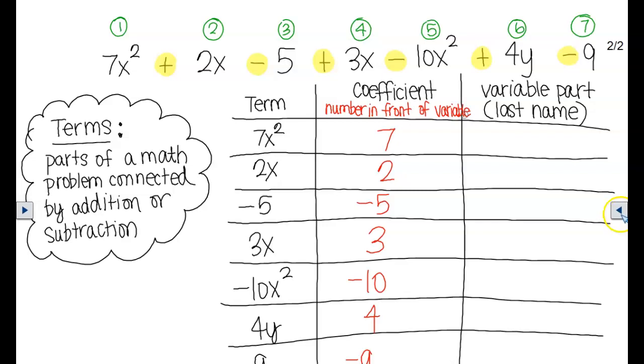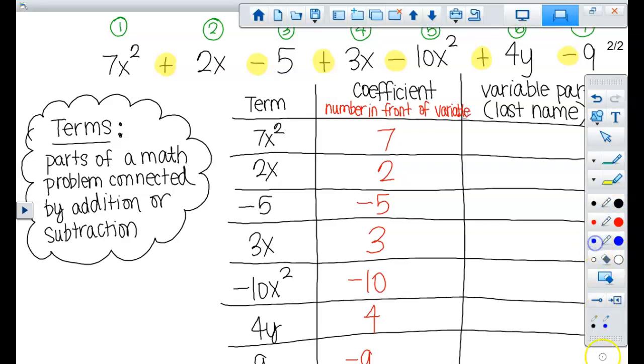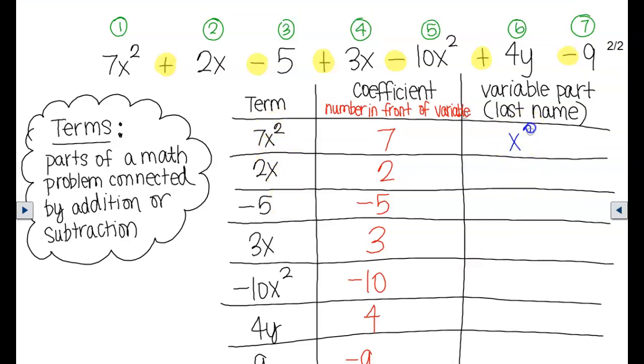Now, the variable part, that is the last name for your term. And it's all of it. So when I look at 7x squared, we've already said that 7 is the coefficient. The x squared part is the variable part. So the last name of that term is x squared. For 2x, we've already said that that 2 is the coefficient. So the variable part is x. So x would be the last name of that term.